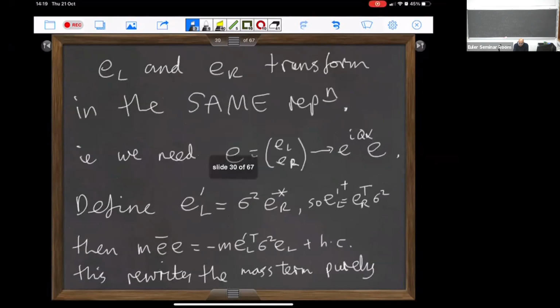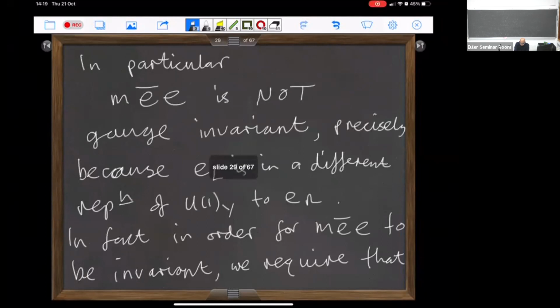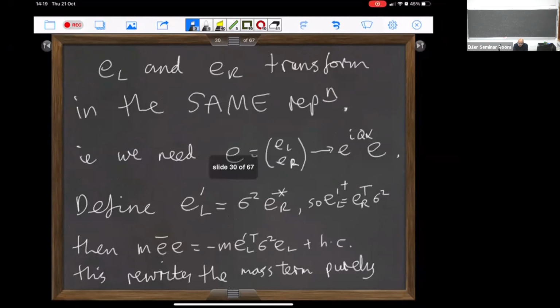This I think I've already said. So yeah, in order for the mass term to be invariant, what you require is that E left and E right themselves transform in the same representation. And so if this were the case for some U1 symmetry, then the mass term would be invariant.